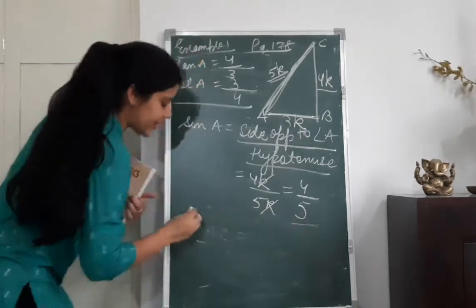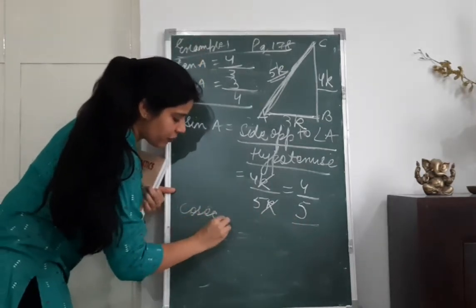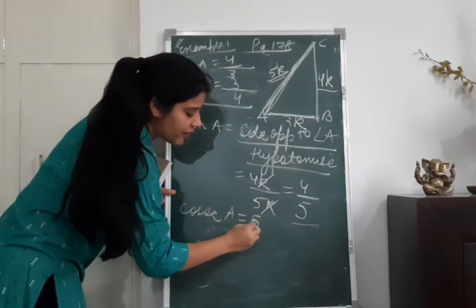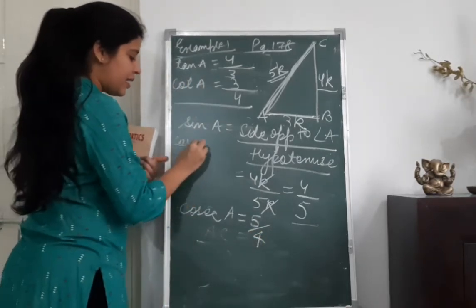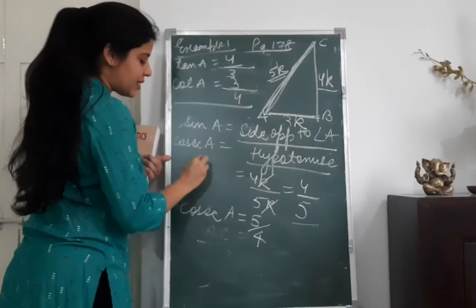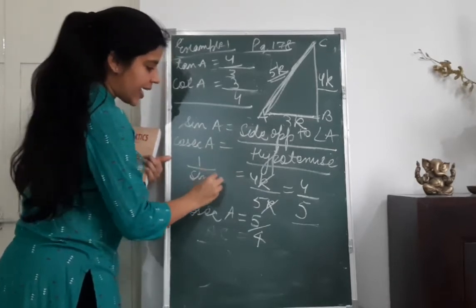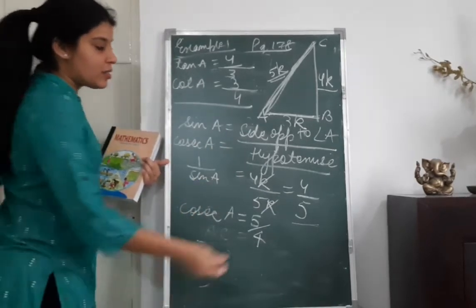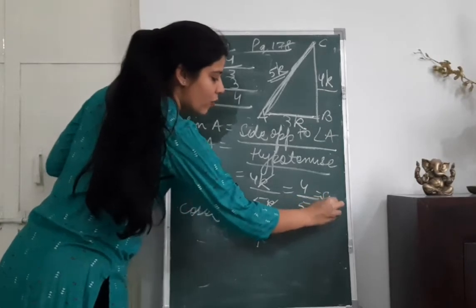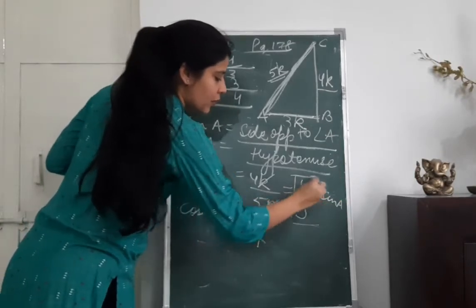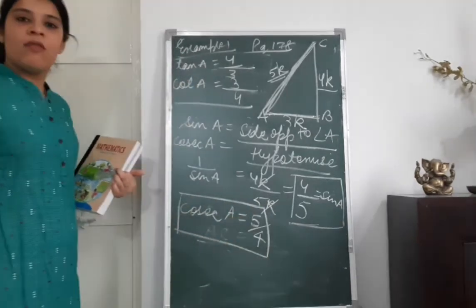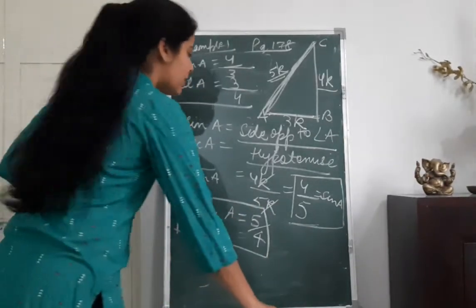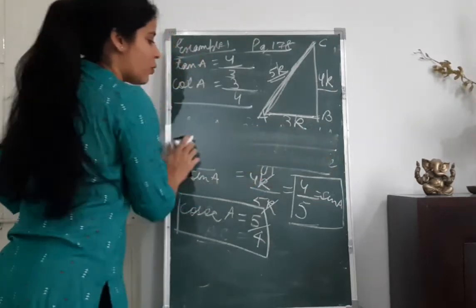With this, can I say cosec A will be equal to 5 by 4? How can I say this? Because cosec A is nothing but the reciprocal of sin A. So sin A is equals to 4 by 5 for this case, and cosec A is equals to 5 by 4 for this example. Now see, what will be cos A equal to?